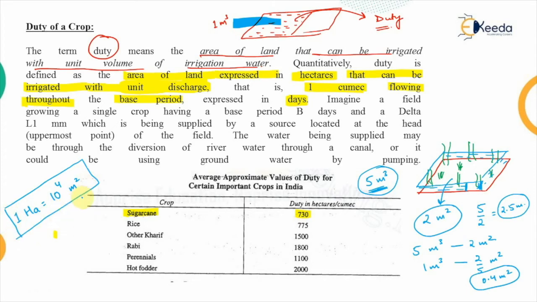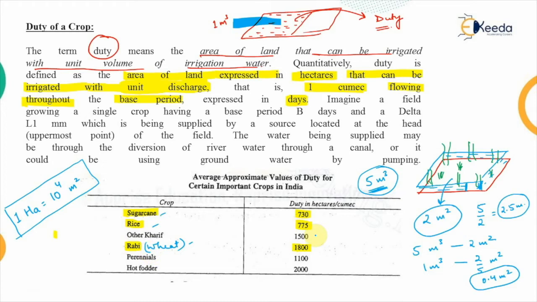So this much area will be irrigated if 1 cubic meter per second of water is supplied to the field in which the sugarcane crop is present. Then for rice, the duty will be 775 hectares per cubic, and for the rabi crop, that means wheat, it will be 1800 hectares per cubic. The general crops that are usually asked are sugarcane, rice, and wheat. So this data you must remember.